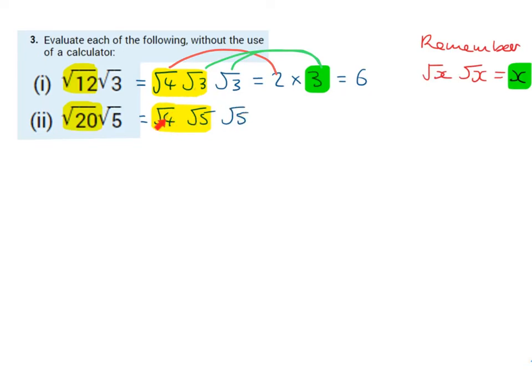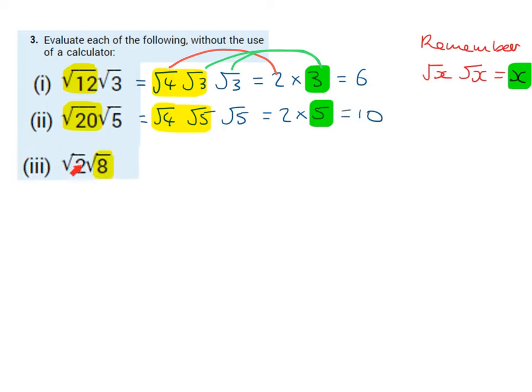So the square root of 4 gives us 2 because 2 squared is 4. And then root 5 will give us 5 because remember root x gives us x. But remember that we're going to be multiplying them because these were stuck together, which means multiply. So ultimately we have to multiply. So 2 times 5 gives us 10.